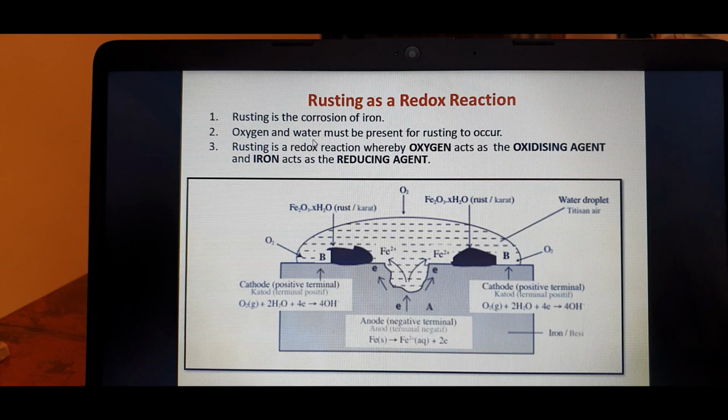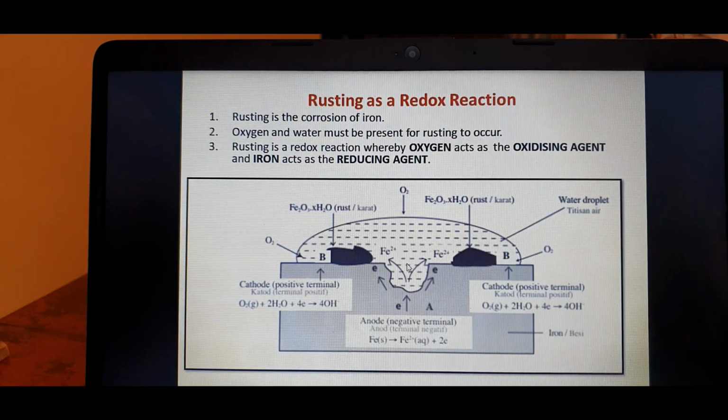Of course, for rusting to take place, oxygen must be the oxidizing agent. What about iron? Iron must be the reducing agent. So look at the diagram given down here to explain the mechanism of rusting. You have a water droplet and a piece of iron. Notice the water droplet on the iron. See the middle part here, the concentration of oxygen is not high.